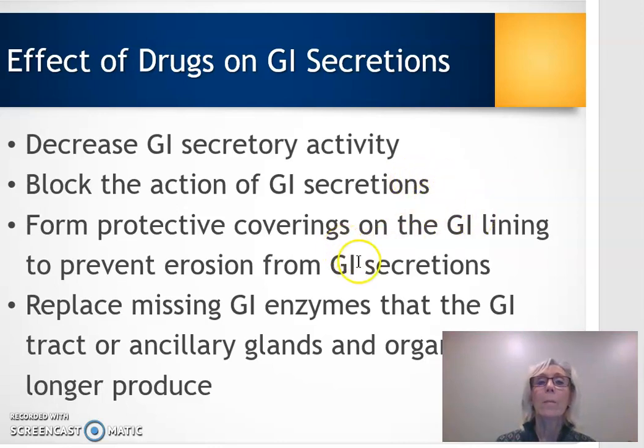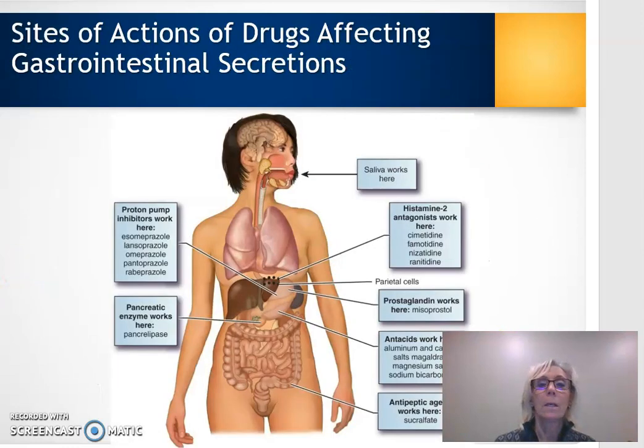We're going to help the stomach or the intestine maintain or increase its mucus blanket, which really helps to protect the stomach. And we're going to replace some of the enzymes that the stomach needs in order to work appropriately. So let's take a look at the sites of action. We're not going to be talking about these pancreatic enzymes, so that's not going to be on your exam, but we're going to be talking about proton pump inhibitors, and you can see where they work.